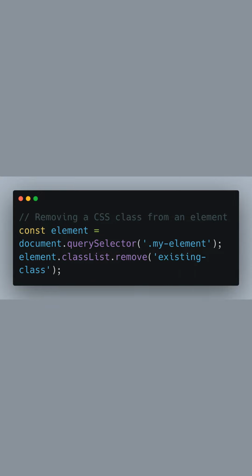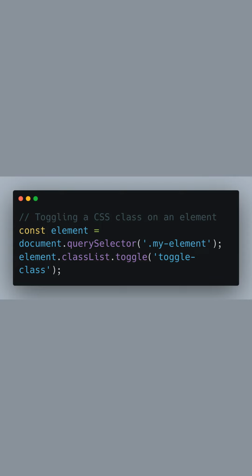Now, if we want to remove a class, we can do so by selecting the element just like before and then calling classList remove with the class name that we wish to remove, in this case, existing class. This effectively strips the styling associated with that class from the element.